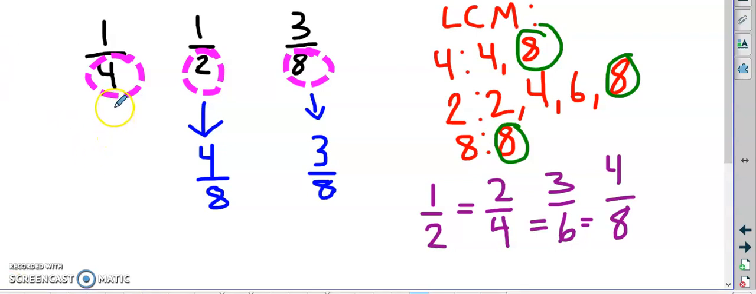So now we need to find out what 1/4 is with a denominator of 8. All right, so we're going to come over here, and I'm going to use yellow for this one. And again, we're going to start by skip counting our denominator. So I know that we go 4 and then 8. I've got my denominator. I don't need to skip count any more than that.